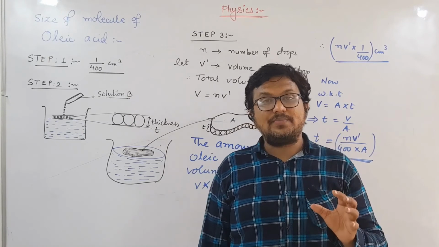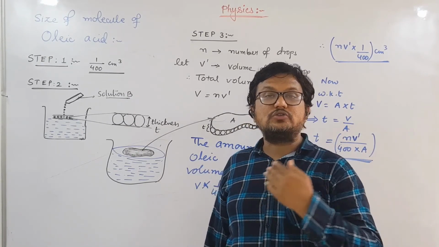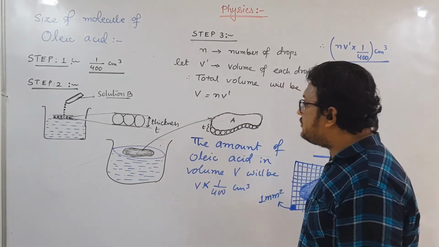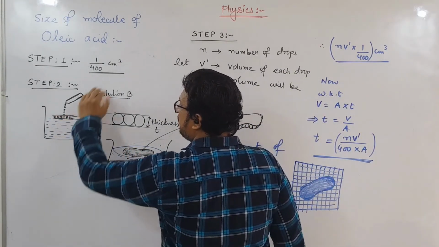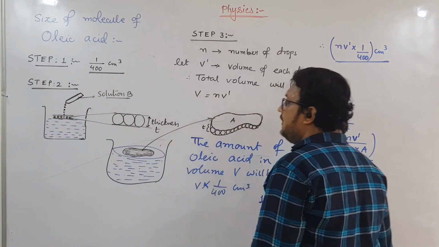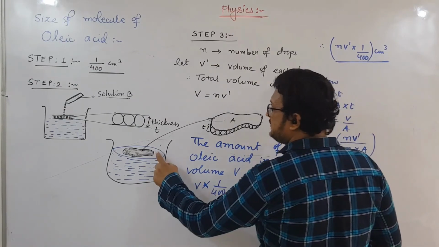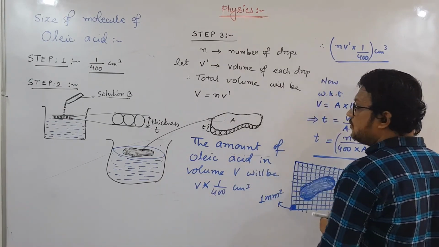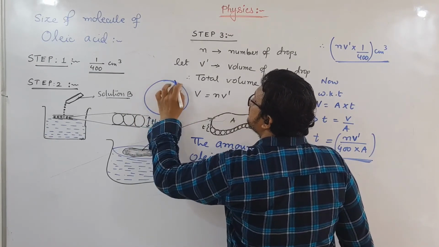This powder will help to arrange the layer of solution B in the circular form. So instead of an irregular shape, if you add lycopodium powder on the surface of water and then drop solution B on the surface, you will get an exact circular shape. Let us say we will get an exact circle on the surface of water.